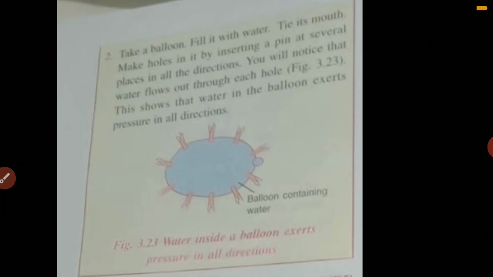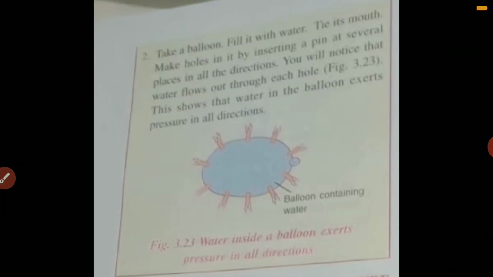The continuation of this activity, on the next slide: take a balloon filled with water, tie its mouth, and make holes in it by inserting a pin at several places in all directions. You'll notice that water flows out through each hole, irrespective of where you have made the hole. This shows that water in the balloon exerts pressure in all directions.